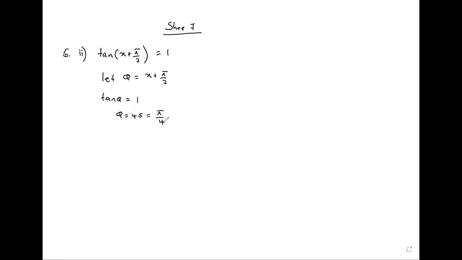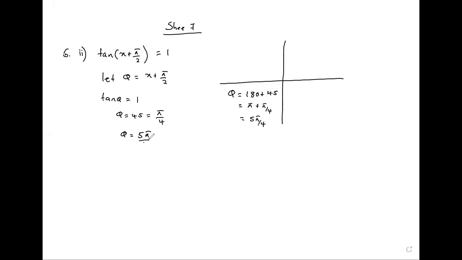Now that I have pi over 4, I know that tan is also positive in the third quadrant. So in the third quadrant, to get theta here, you say 180 plus 45, which is pi plus pi over 4. So we have 5 pi over 4. So theta also is 5 pi over 4.